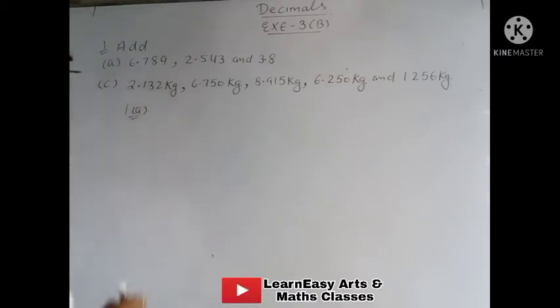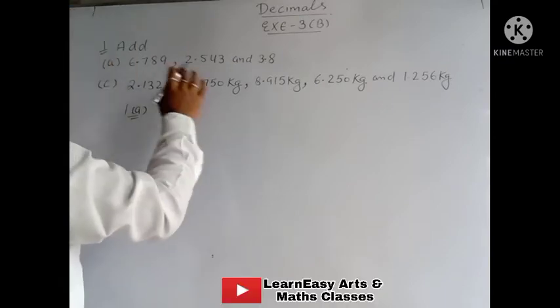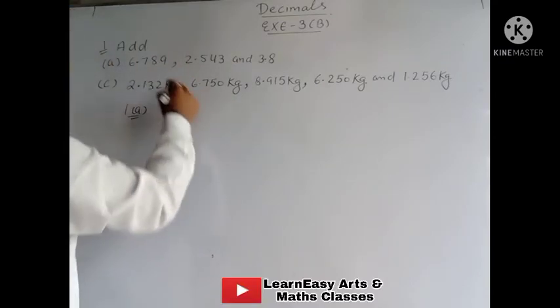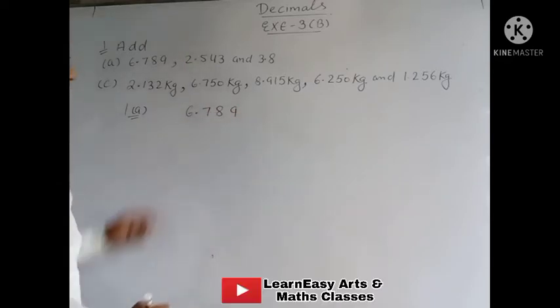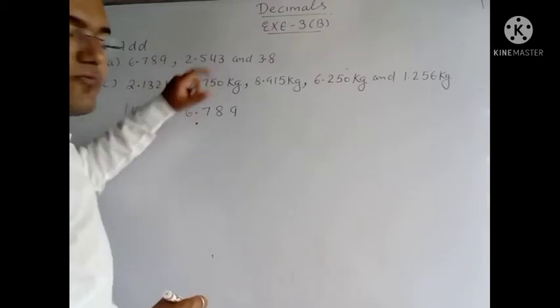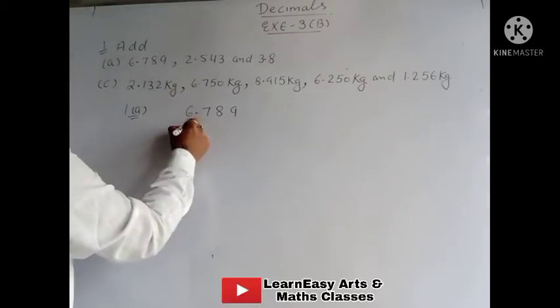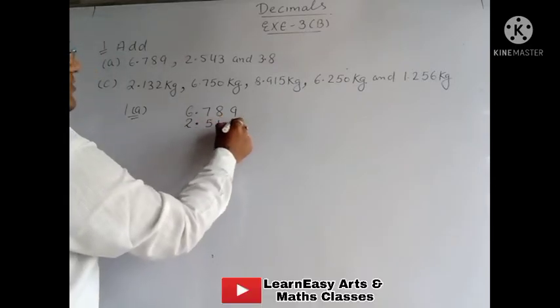In order to add the decimal numbers, what is the first rule? All the numbers we have to write on separate lines. First of all we will write 6.789. Now under the decimal we have to take decimal only. Second number is 2.4543, so 2 we will write here. Under the decimal we will take decimal 543.